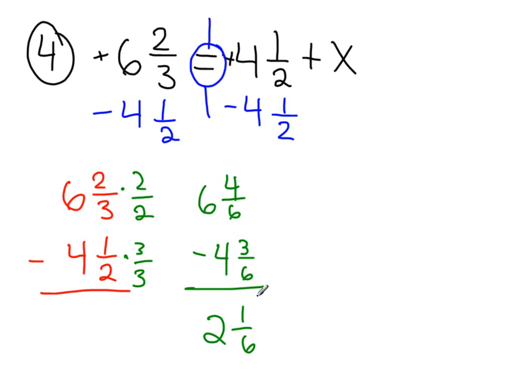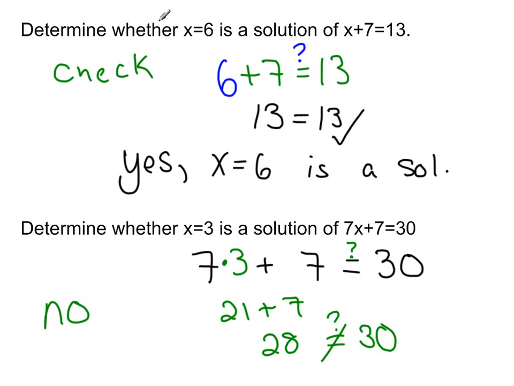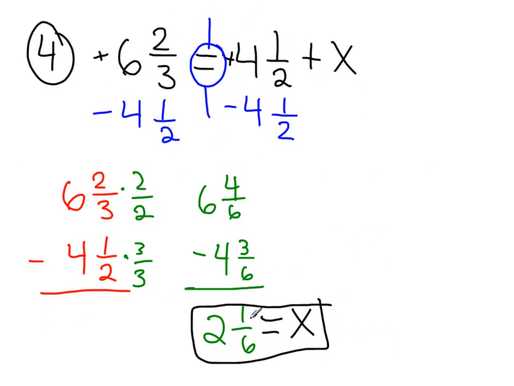Now, don't just write this as your answer. You have gotten x by itself. You're solving for this equation, so you need to write a solution. And for a solution, you have to describe what the variable equals. Even if we go back to the very beginning, we say determine whether x equals 6 is a solution. Notice how the solution is written, x equals. It is very important that we do that here.